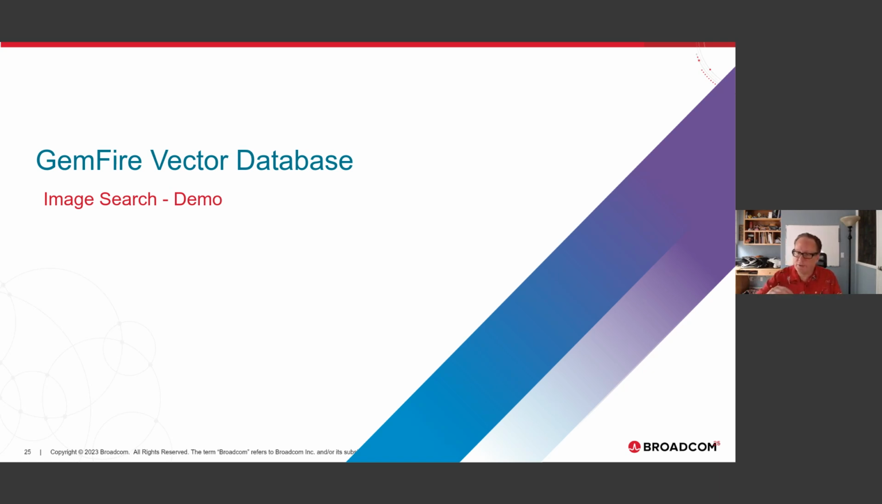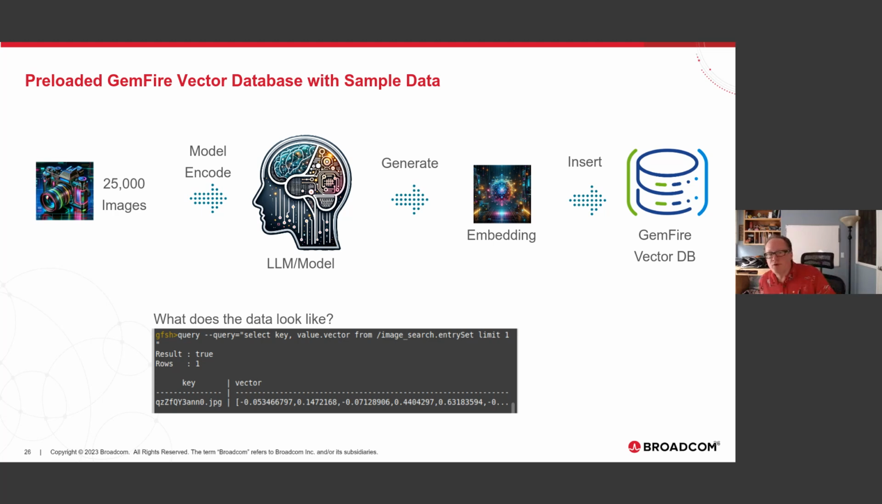So let's jump into a demo, and I'll walk through some of the code around this before I get into showing you what's going on. So let's dive in. I preloaded the GemFire vector database with a bunch of sample data, roughly about 25,000 images. It takes forever to encode, so there's a cached version of the results that we ran through the LLM, just to make it super easy. We did it one time, and it took a long time because we weren't using GPUs.